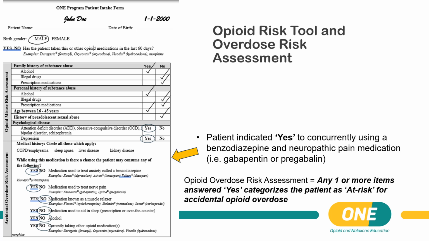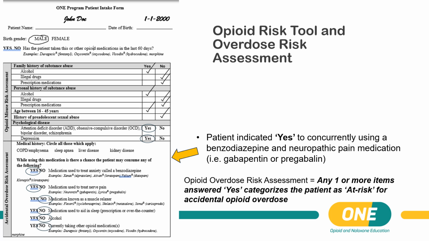The lower portion of the screening tool for the overdose assessment indicates that the patient does not have any comorbidities, including COPD, sleep apnea, liver disease, etc. However, the patient did indicate that he will be using a benzodiazepine and also either gabapentin or pregabalin. Any one or more items that are selected yes would then lead to the patient being categorized as high risk for accidental opioid overdose. For example, if one patient only selected one item, or if another patient selected 3 items, both patients would be categorized as high risk for an overdose event.